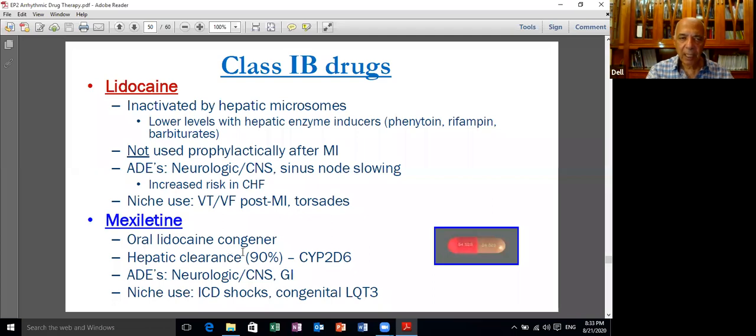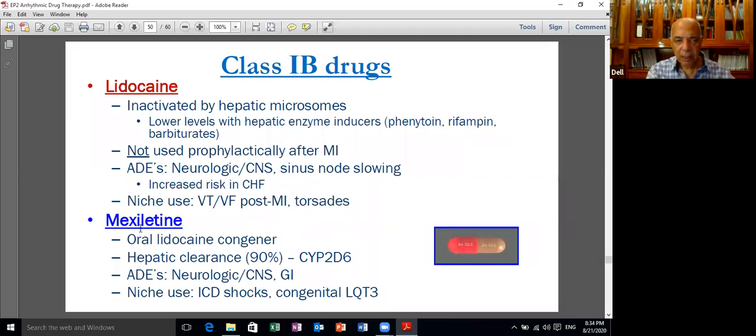It's inactivated by the hepatic microsomes, so the dose should be reduced in patients with congestive heart failure and myocardial infarction. It should not be given prophylactically in myocardial infarction, after 20 or 30 years of making this mistake, because it leads to sinus arrest. It has serious neurologic side effects, and it has a niche value in the treatment of torsade de pointes, as I mentioned to you, digitalis toxicity and torsade de pointes. It's superior to amiodarone in both of these conditions.